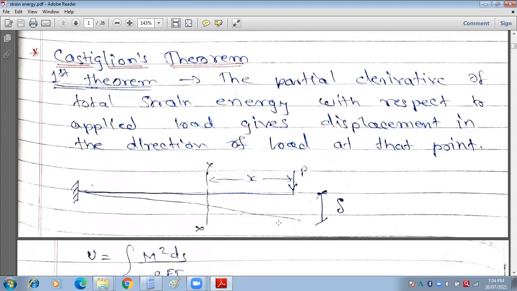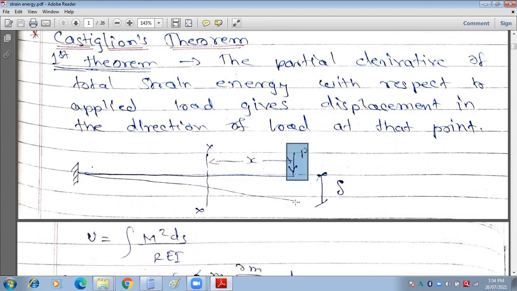Now let us see Castigliano's first theorem. According to Castigliano's first theorem, the partial derivative of the total strain energy with respect to the applied load gives the displacement in the direction of load at that point. Now if you see here in this cantilever beam, there is a point load at the free end. As we know, the strain energy due to the moment is the integration of M square ds upon 2EI.